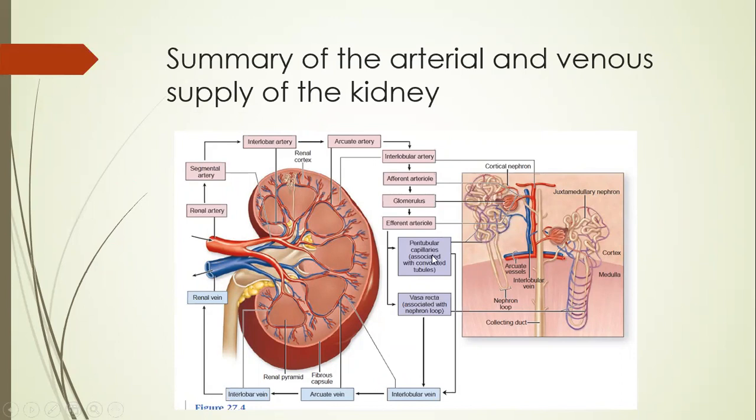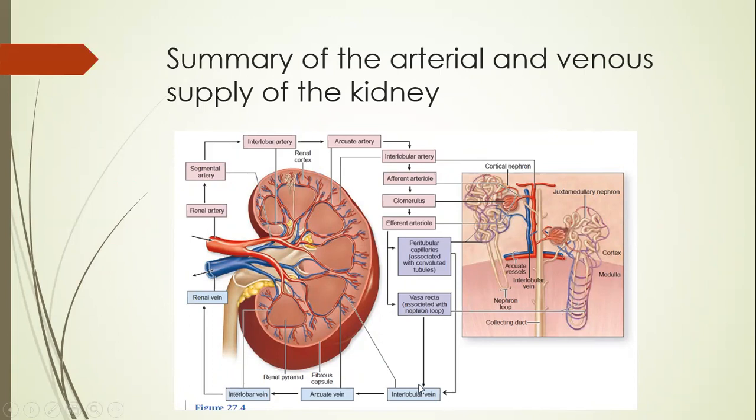Then it drains into the peritubular capillaries. So these are small veins, the peritubular plexus. The efferent arteriole drains into the peritubular capillaries, and from there into the vasa recta. All this we will study when you study the histology, the whole histology.